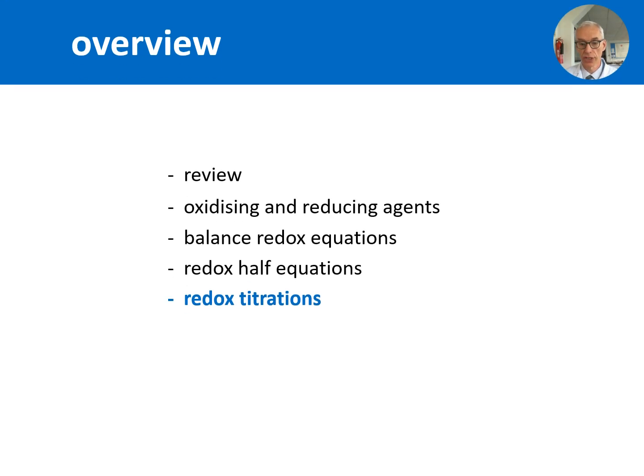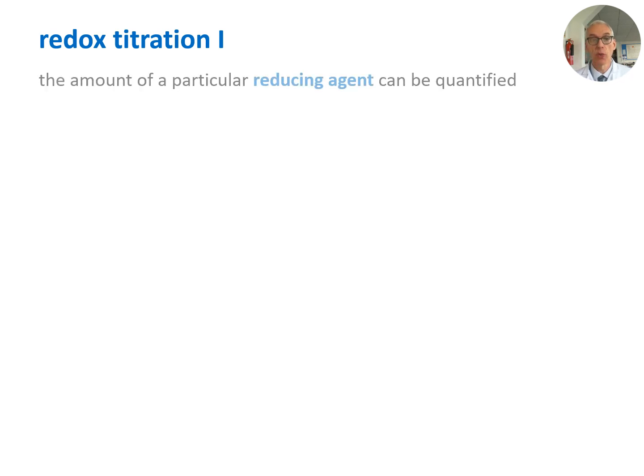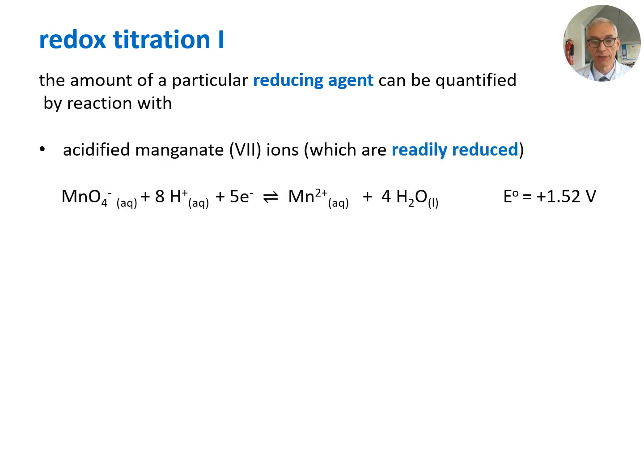Redox titration methods and calculations. So there are 2 redox titration methods that are expected to be known. The first one involves quantifying a reducing agent. So the amount of a particular reducing agent can be quantified by reaction with acidified manganate 7.